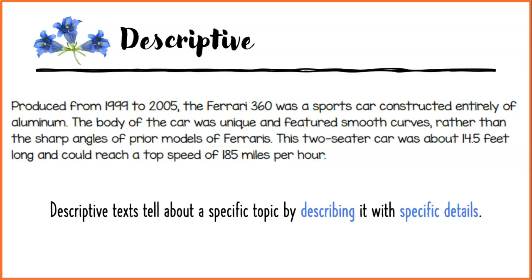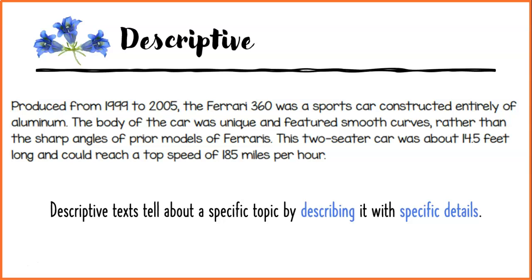The Ferrari 360 was a sports car constructed entirely of aluminum. So sports car, what is it made out of? It's made out of aluminum. The body of the car was unique and featured smooth curves rather than the sharp angles of prior models of Ferraris. Okay, so what do we know about it? It's uniquely made. It's got curves rather than angles.